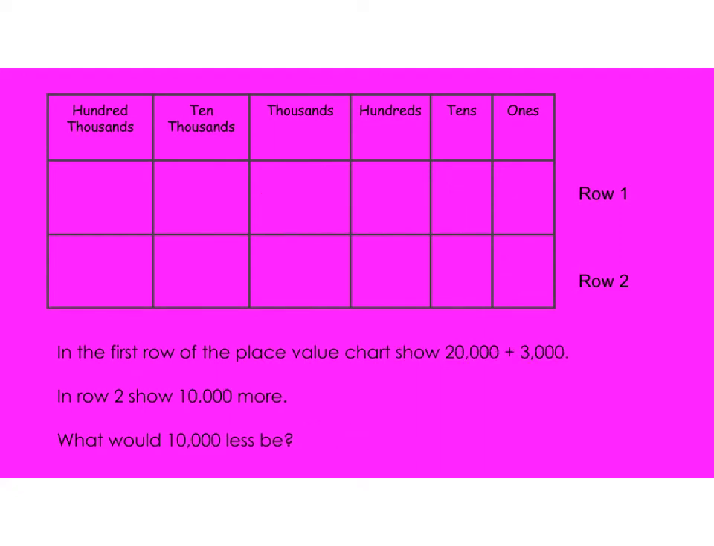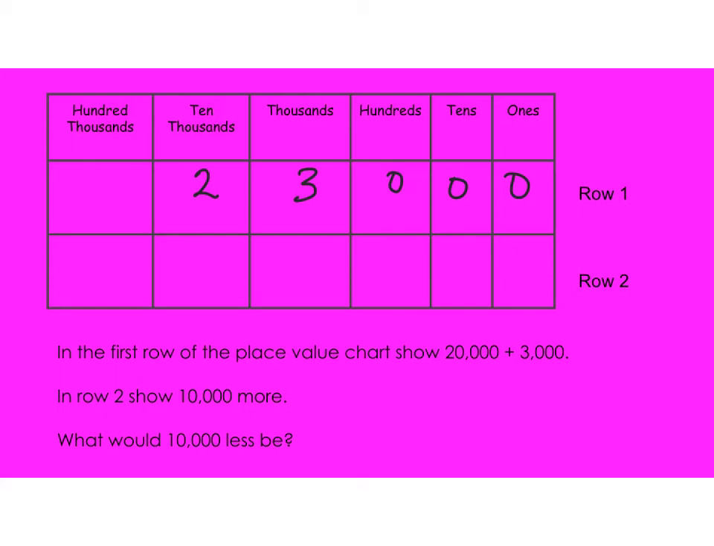Okay, this problem is just a little bit more complicated. In the first row of the place value chart, we're going to show 20,000 plus 3,000. So this is an expanded form, but we're just going to put that into our first row of our place value chart. Okay, so the expanded form shows that I have 2 10,000s, 3 thousands, 0 hundreds, 0 tens, 0 ones.